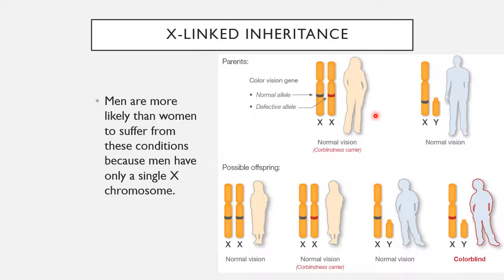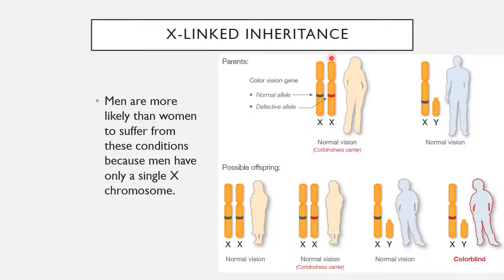Now, their possible offspring, they can get either a normal or a color blindness allele from mom, and then they can get either a normal or color blindness allele from dad, or a Y chromosome that does not have anything to do with color blindness. So in this offspring, they got a normal X chromosome from mom, a normal X chromosome from dad. That leads to a female because she has XX, two X chromosomes, with normal vision.